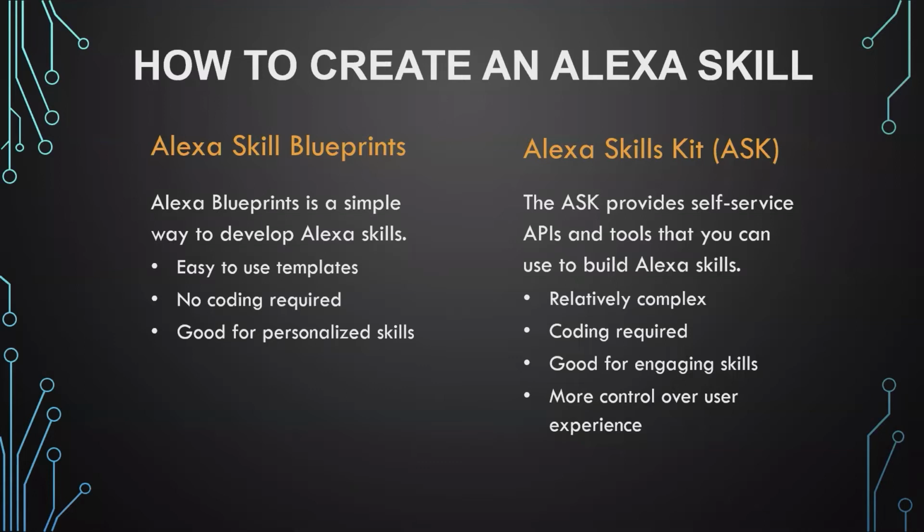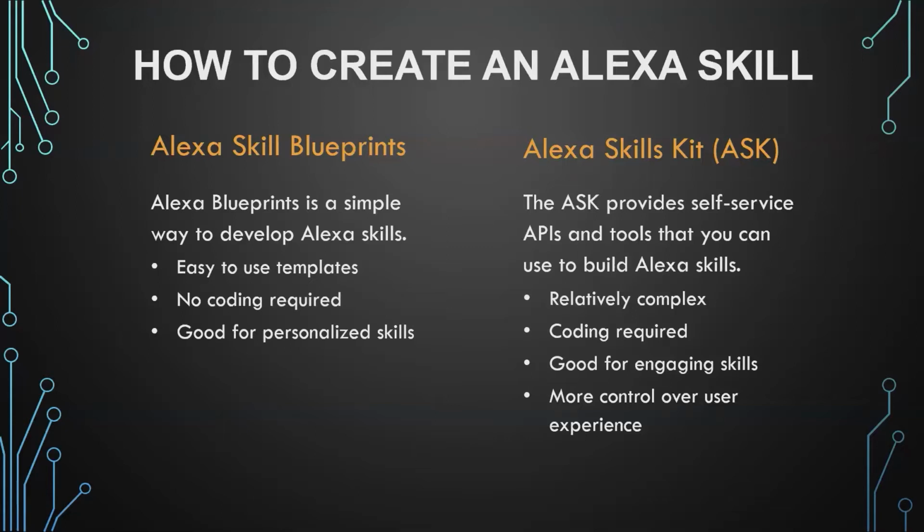So now what we've all been waiting for, how to create an Alexa skill. There are two main ways to create an Alexa skill, through Alexa Blueprints and through the Alexa Skills Kit, or ASK. Alexa Blueprints is an easy way to develop Alexa skills without knowledge of code. It has easy-to-use templates, and it's good for personalized skills. For example, let's say you want to build a skill for your family, where Alexa asks questions about your family, like what is dad's favorite color, what is mom's favorite movie, something like that. Then Alexa Skill Blueprints would be the way for you.